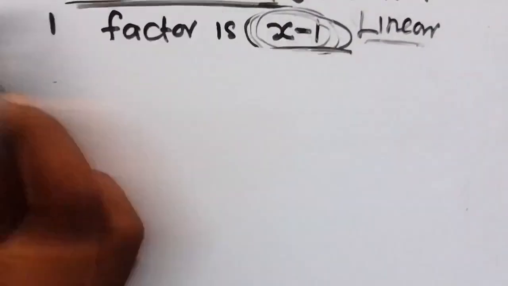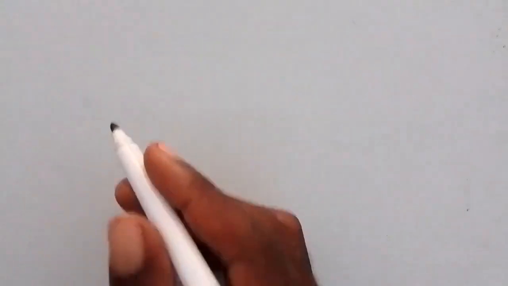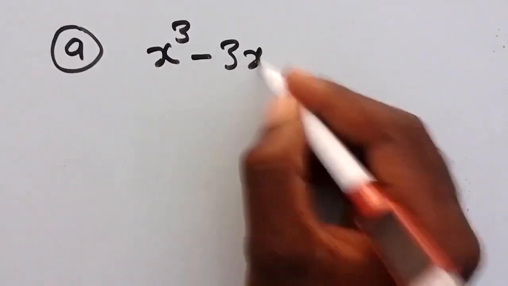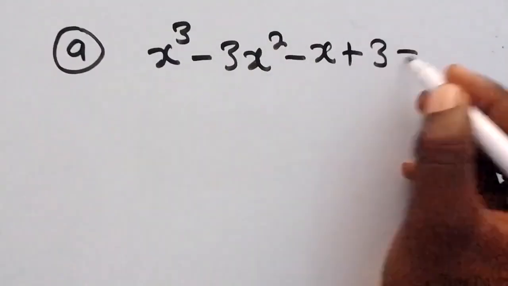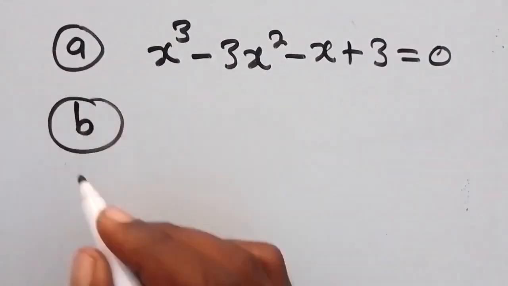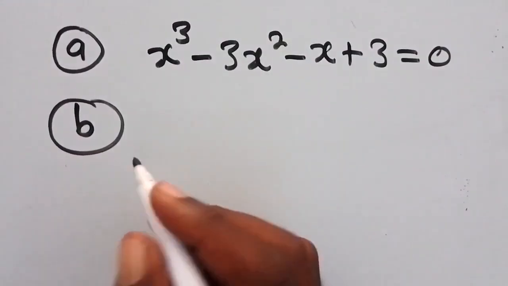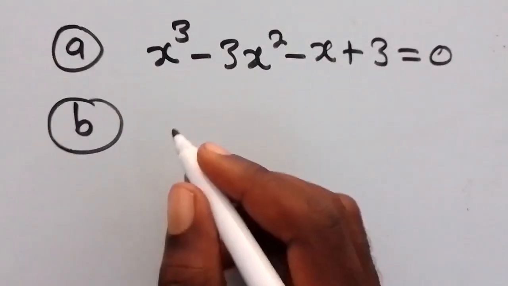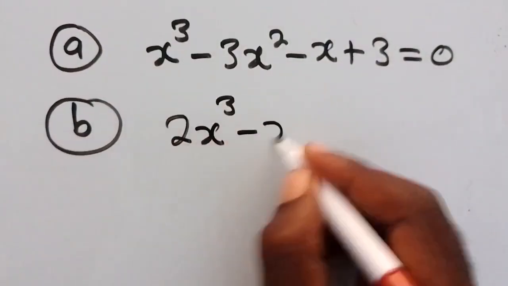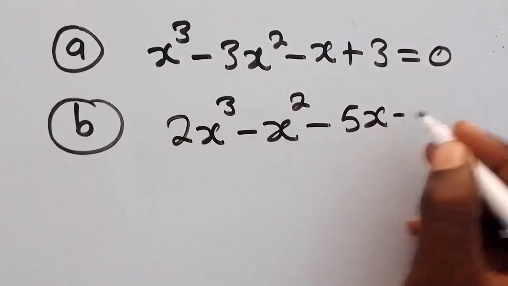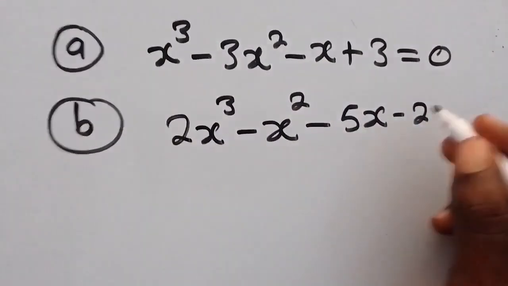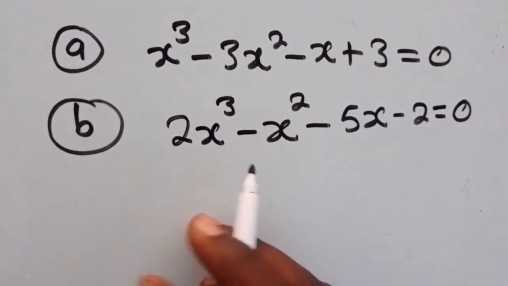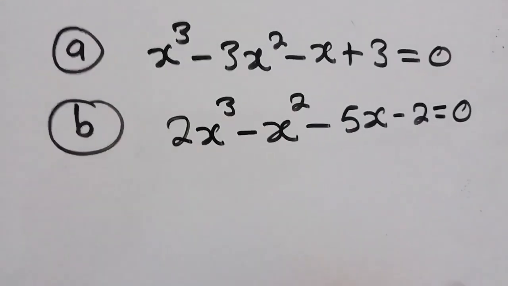So let me give you a question that you are going to practice to try out. So these are your practice questions. These are questions that will help you. We've got the first one: x cubed minus 3x squared minus x plus 3, which is equal to 0. I want you to solve this. Then we've got this other one. I want you also to solve this one. These are the two equations that I want you to solve. So try to solve these two equations which are given here and practice through.